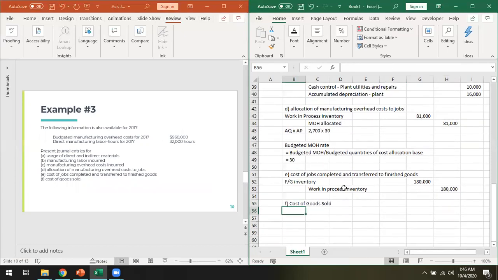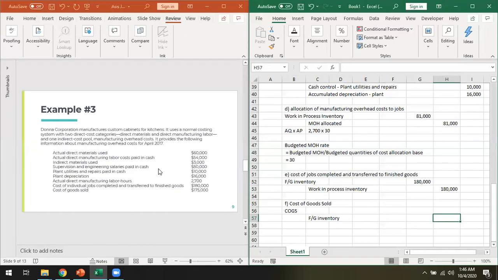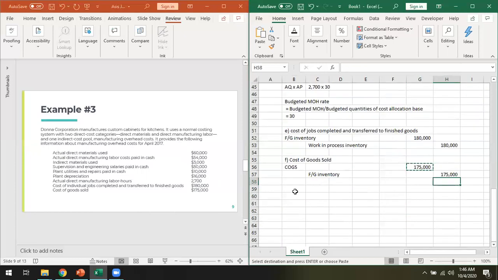Okay, so the journal will be cost of goods sold, and the credit will be finished goods inventory. How much is the cost of goods sold? The cost of goods sold is $175,000. So let's see. Work in process inventory before.